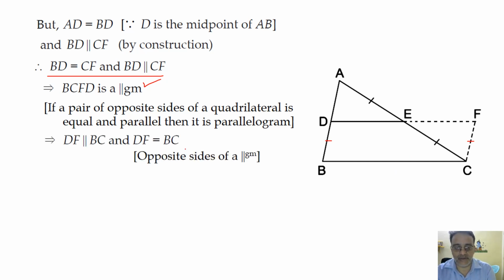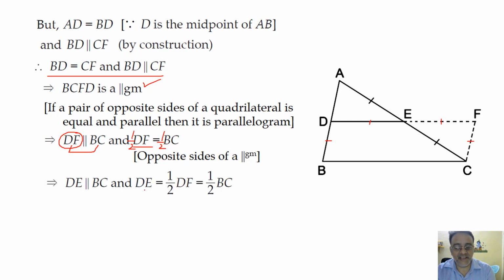Opposite sides of a parallelogram. DF and DE are both on the same line. So that means in place of DF, we can write DE also. Okay. And DF we can write as 2 times DE. Why? Because these two are equal. Or half of DF is equal to half of BC, that is equal to DE.